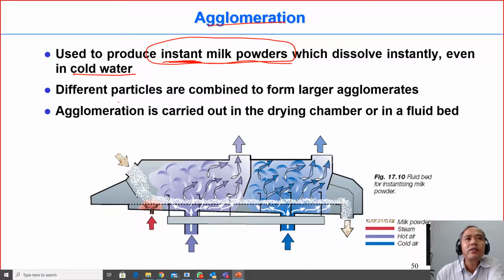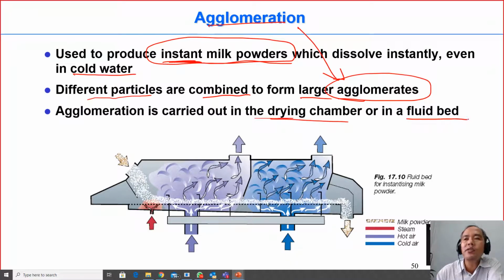So it becomes convenient to make liquid milk for drinking. So how do they do this? Very small, very fine particles are combined, linked together to form larger particles, and we call them agglomerates, from the term agglomeration. This is carried out by using a fluid bed drying machine. The term is like that, fluid bed drying machine.